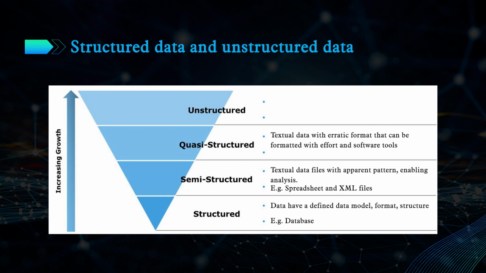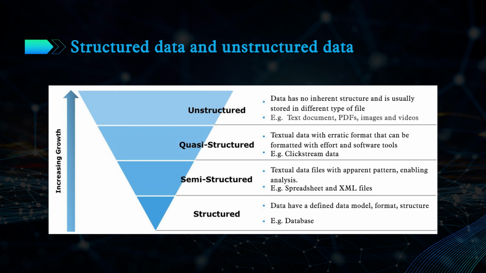The third type is textual data with erratic format that can be formatted with effort and software tools. For example, clickstream data. After some processing, it can be formatted. The fourth type, unstructured data. The unstructured data has no inherent structure and is usually stored in different types of files, like text, documents, PDF, images, and videos.